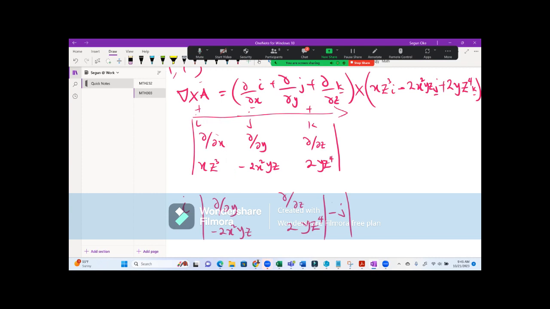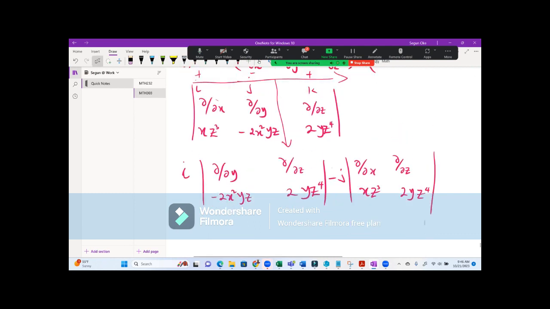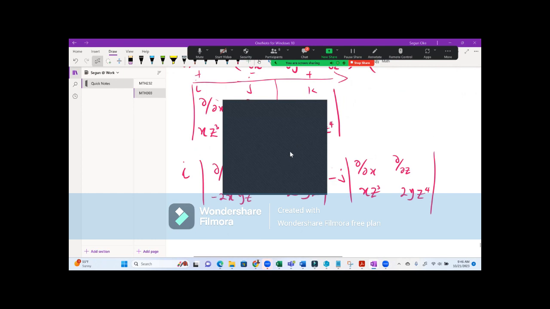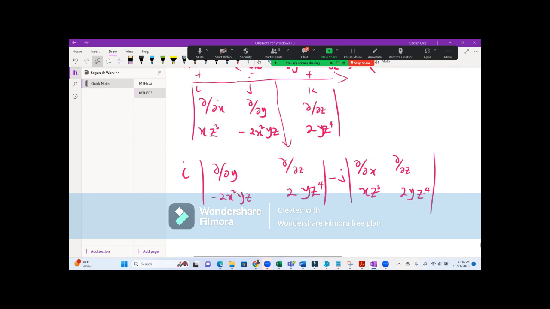Don't forget, if I said minus j, that means I pick j now, because the sign is negative. The entire row and column of j will be crossed out. We have d/dx of xz cubed, then d/dz of 2yz raised to power 4. Plus k.